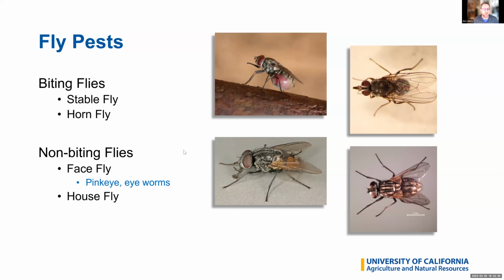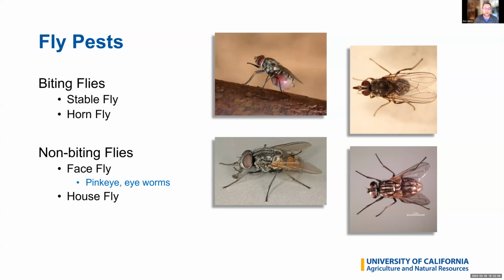Fly pests are categorized broadly in 2 groups. One is the biting flies, and the other is the non-biting flies. By biting flies, what I mean are the flies that take blood. So that's the stable fly and horn fly. These are flies that feed on blood and will bite. And in all cases, I guess, they have very painful bites on cattle.